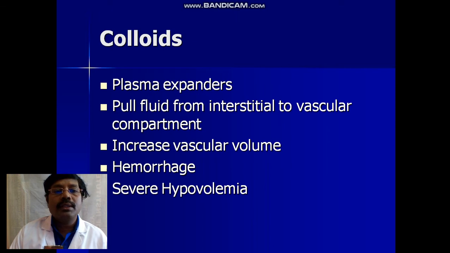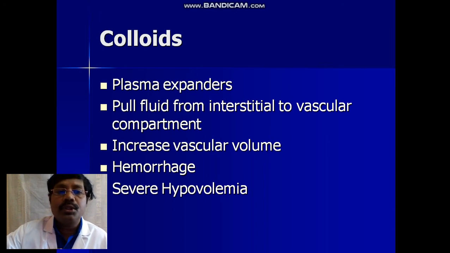Next is the colloids. The colloids, for example plasma fluids and starch fluids, are called colloids. This helps to increase the plasma level of the blood, so these are actually the plasma expanders. They pull fluid from the interstitial to the vascular compartment and increase the vascular volume. Especially, colloids can be given to a patient with severe hemorrhage and severe hypovolemic shock.